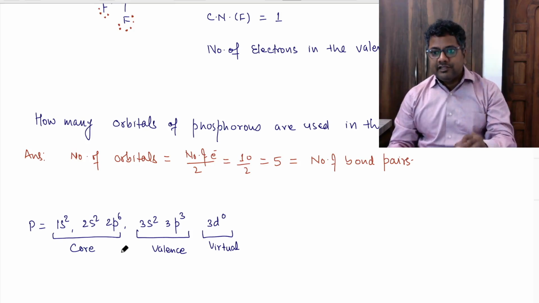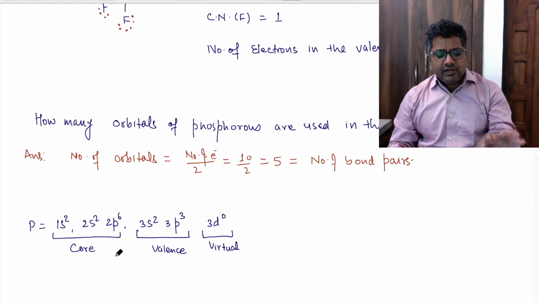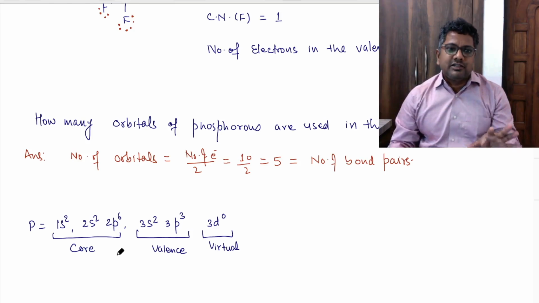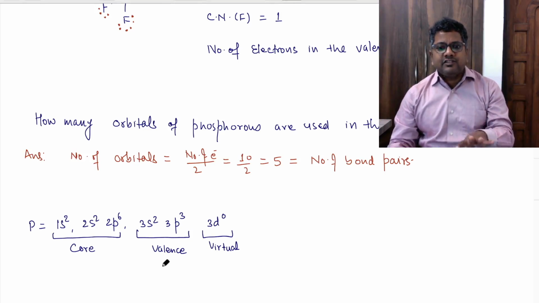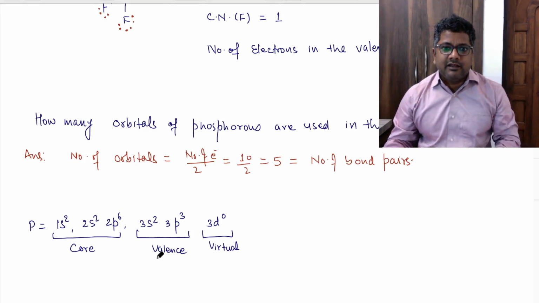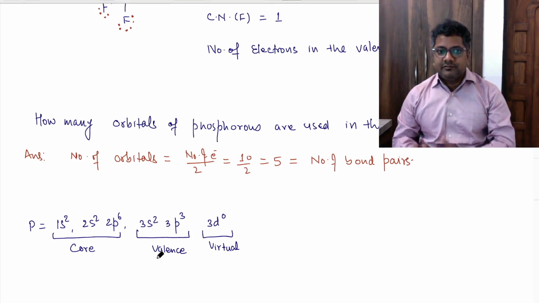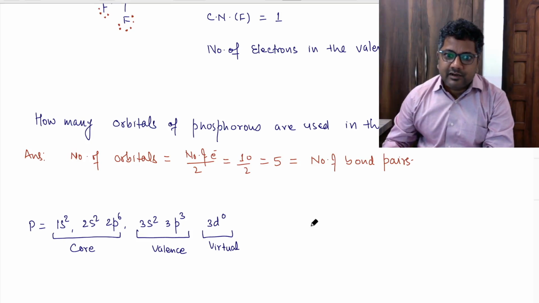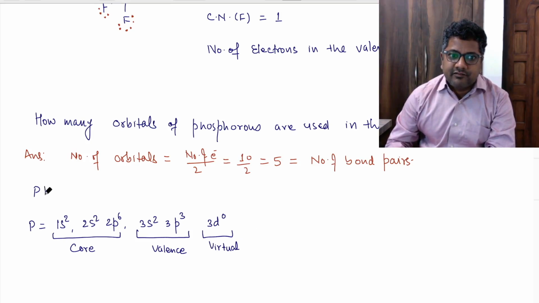Here in valence bond theory or in the hybridization, whatsoever. In molecular orbital theory we are using this. But in valence bond theory, we are not advocating participation of core orbitals in the bonding. So here valence orbitals and virtual orbitals can participate in the bonding. We are talking about this molecule PF5. We have started discussion for this molecule PF5.